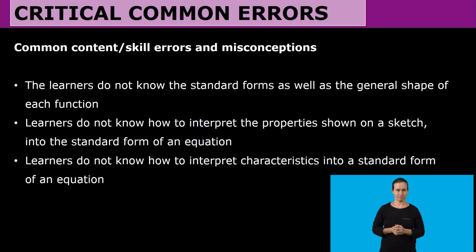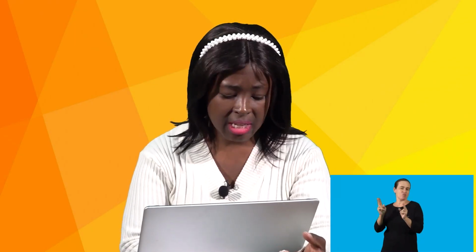Now let's look at those common errors or misconceptions that you should be careful of when we are finding the equation of a function. That is, learners do not know the standard forms as well as the general shape of each function. Learners do not know how to interpret the properties shown on a sketch into the standard form of an equation. And the last one there, learners do not know how to interpret characteristics into a standard form of an equation. Of course, those are things that you should be careful of when you are working with finding the equation of a function.